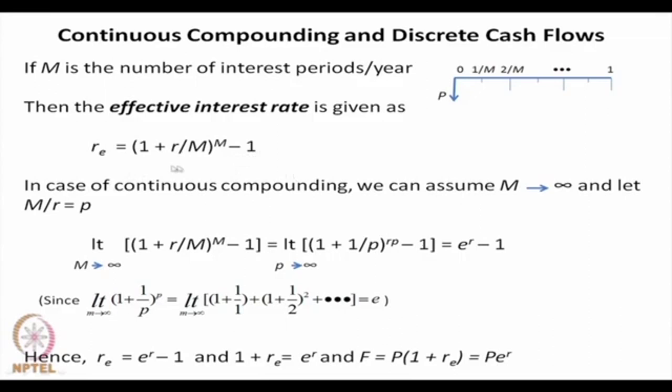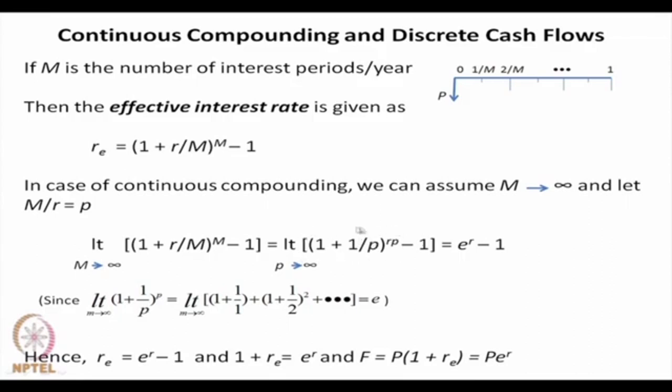Now, if we assume continuous compounding, it means that m, the number of times the interest is compounded, can go to infinity. Now, let m by r be defined as p. So, what happens to this quantity (1 plus r by m) to the power m minus 1, that is r e, in the limit m tends to infinity? If m tends to infinity, then p also tends to infinity. So, I can write p tends to infinity, the 1 remains 1, r by m I now write as 1 by p, just the inverse of m by r, and the exponent m is nothing but r p.